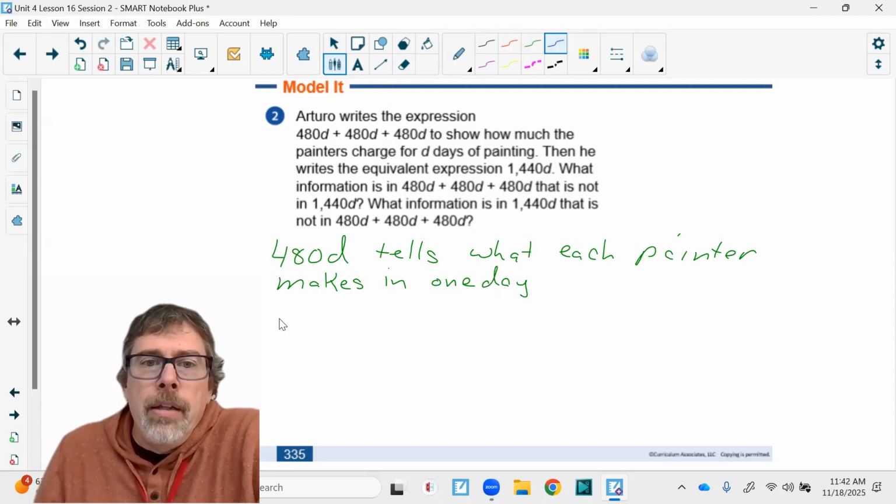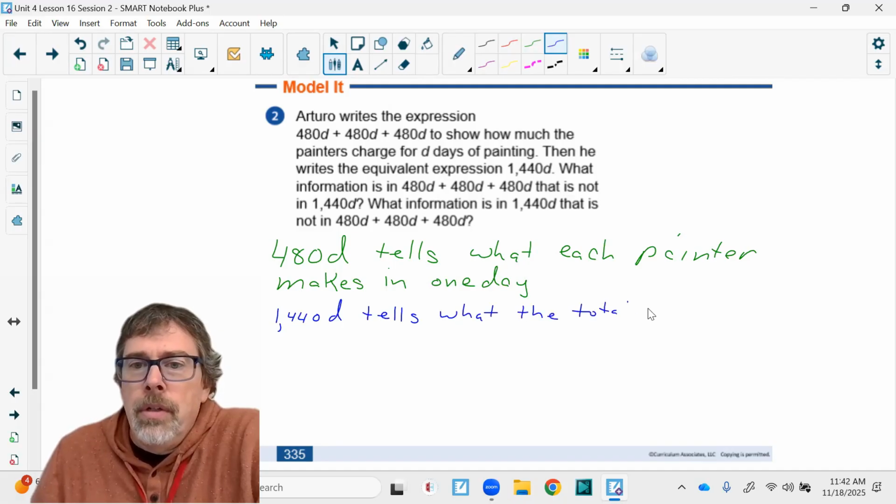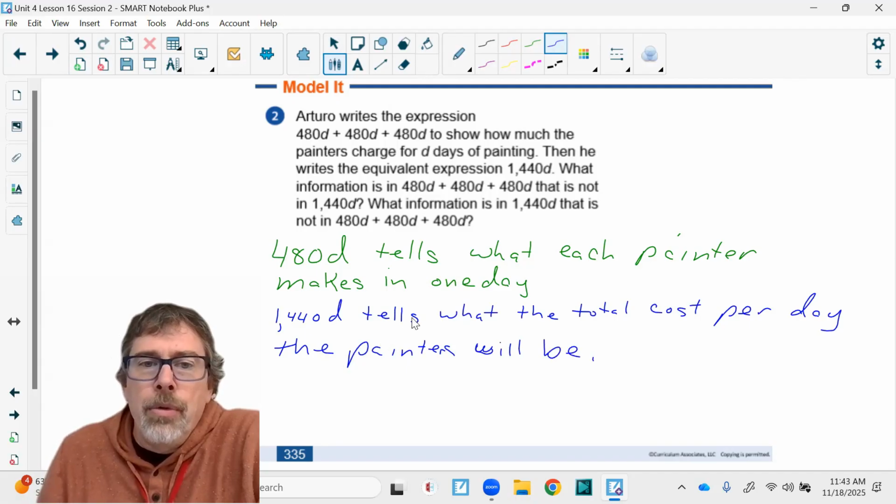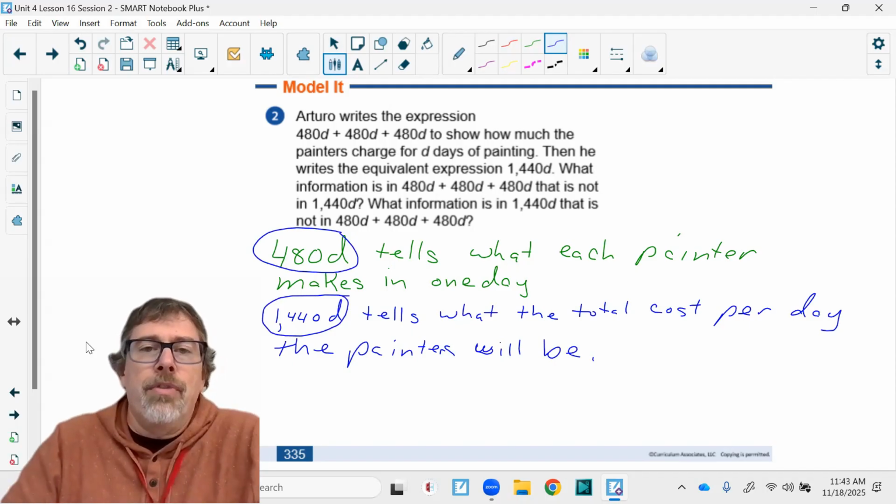Okay. And the 1440D tells what the total cost per day for the painters will be. So this is telling us what each painter makes. This is going to tell us what each day costs for three painters.